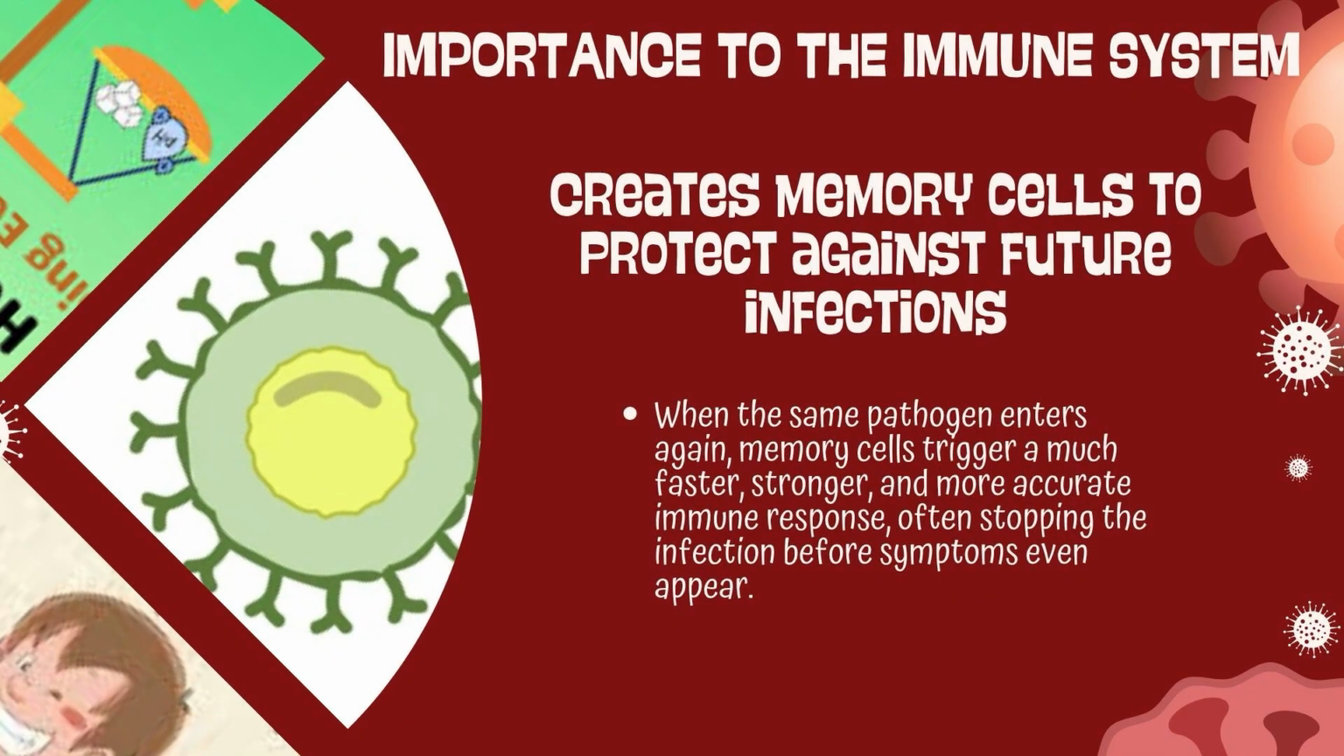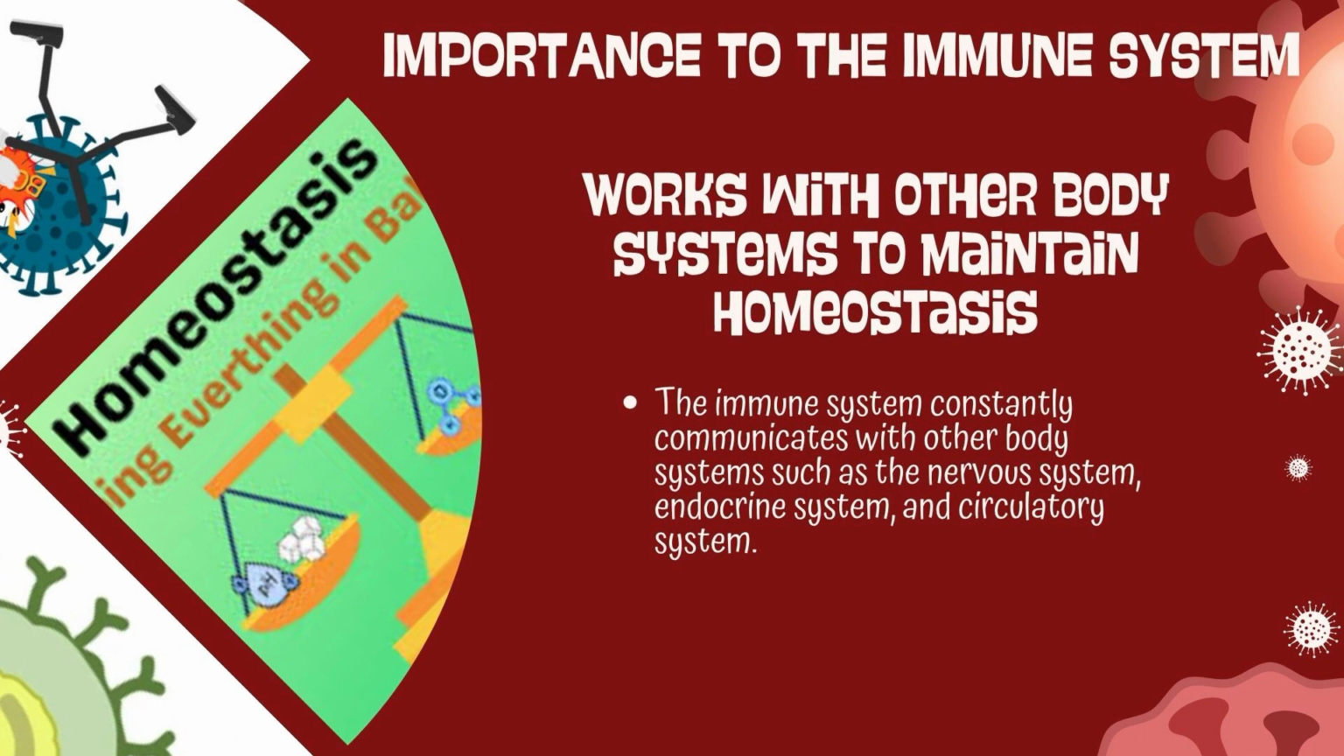Another key function is that the immune system creates memory cells. When the same pathogen enters again, these memory cells trigger a faster, stronger, and more accurate immune response, often stopping the infection before symptoms even appear. The immune system also plays a big role in maintaining homeostasis. It constantly communicates with the other systems such as the nervous system, endocrine system, and the circulatory system to keep everything stable.